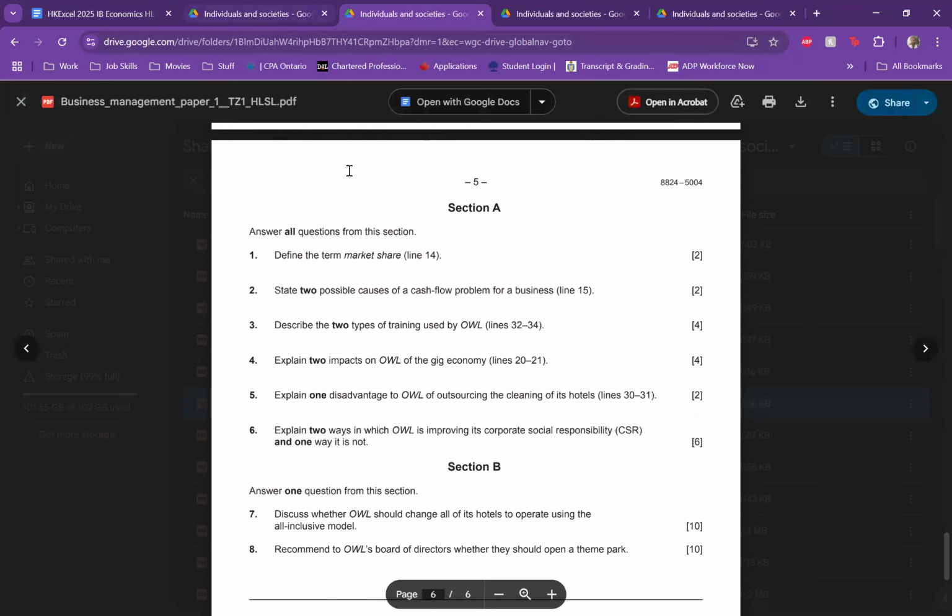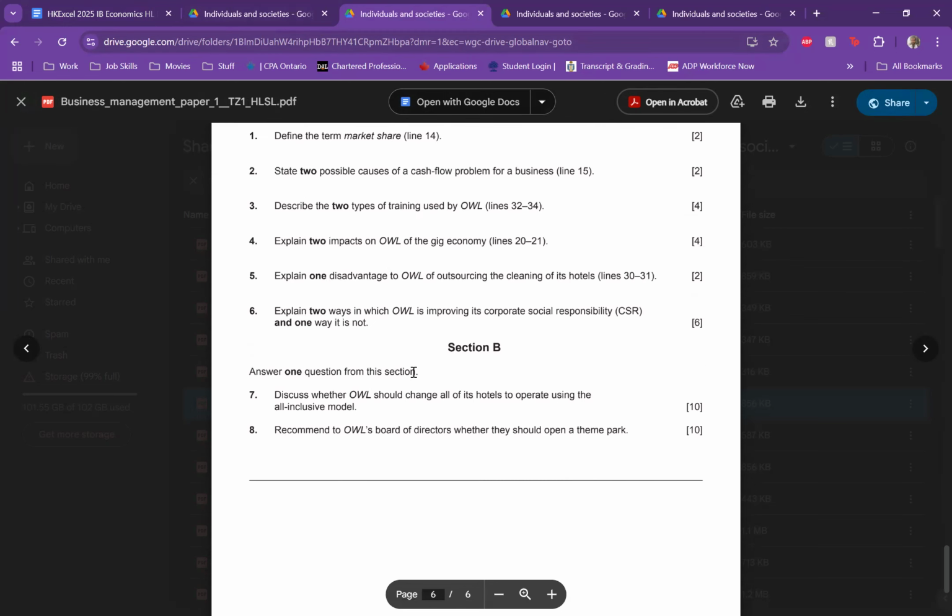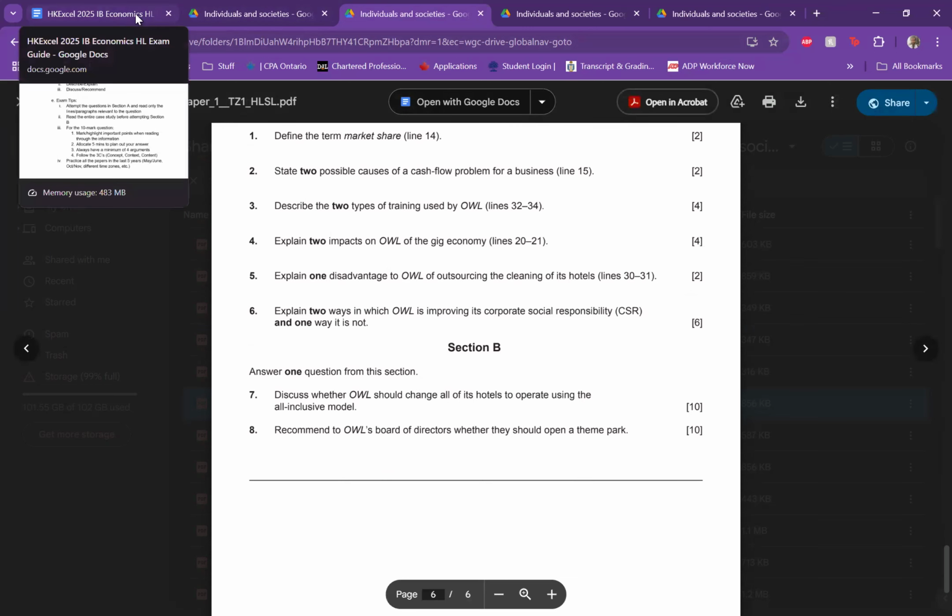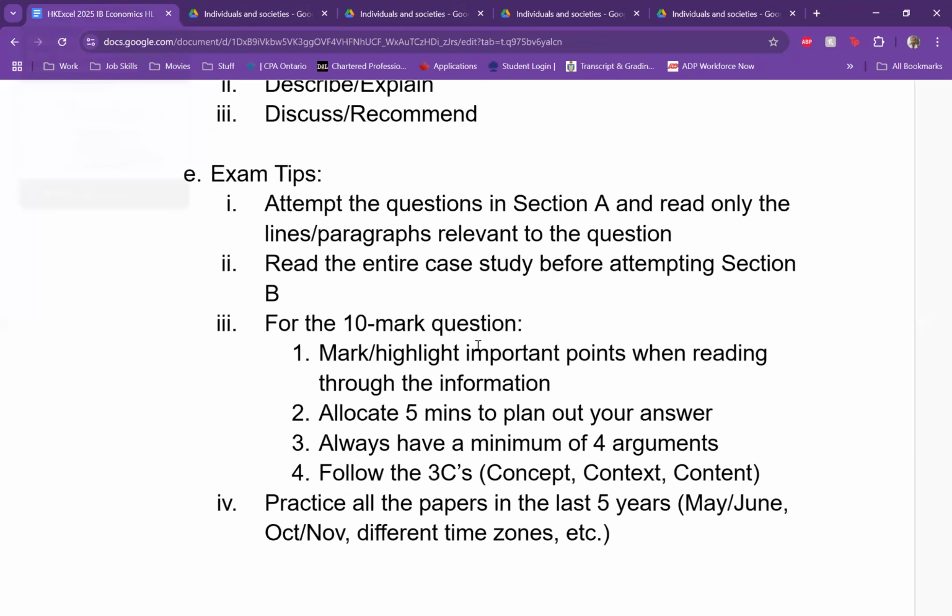And then once you move to section B, before you do that, that's when you want to go back and read the case study and mark or highlight important points that you want to make or argue when answering a 10-mark question. And of course, allocate 5 minutes to plan out your answer, and always make sure you have a minimum of 4 arguments.